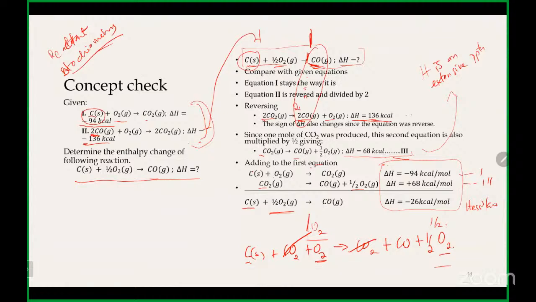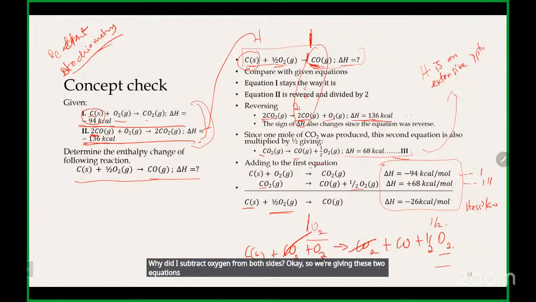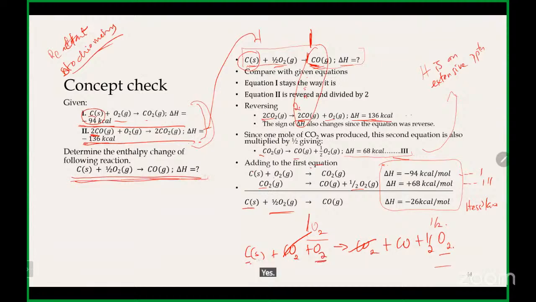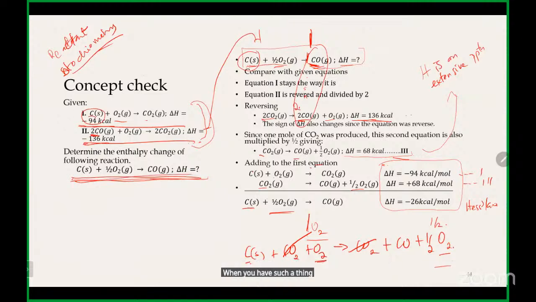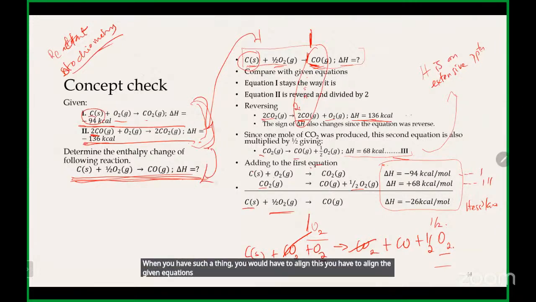Why did I subtract oxygen from both sides? Okay, yes. We're given these 2 equations and to determine the enthalpy change of that reaction, you have to align the given equations with the reaction that you are trying to do. We know that you can add delta H's together for several steps because it is a state function according to Hess's law.